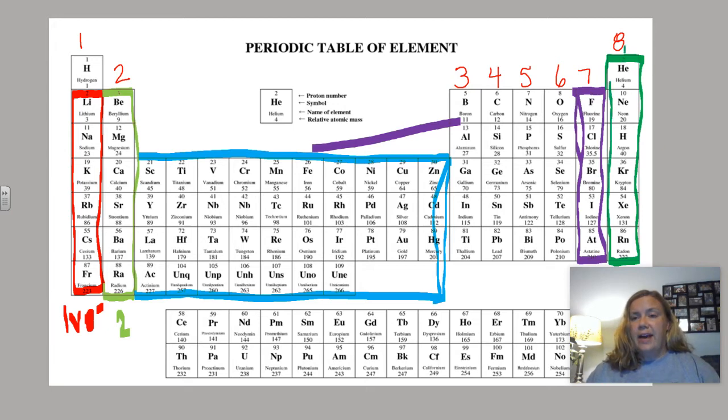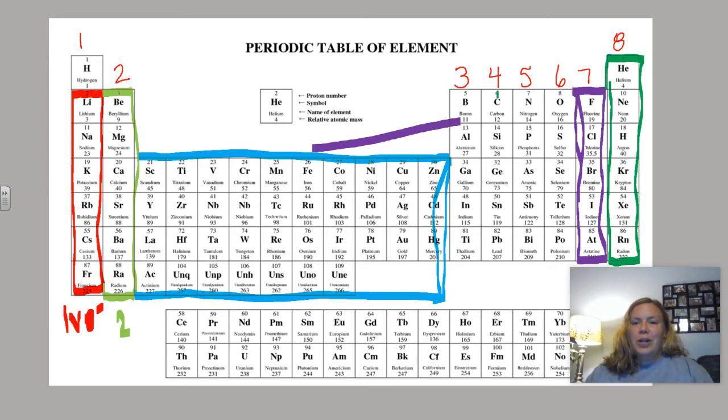The noble gases have 8 valence electrons, so they do have a full outer shell. Noble gases typically do not bond. Notice I say typically, 9 times out of 10 they won't bond, but there's always that chance. I hate to say never in chemistry because never is a very strong word in chemistry.